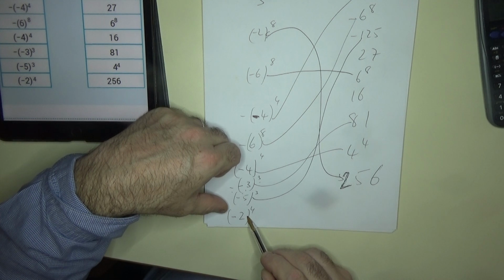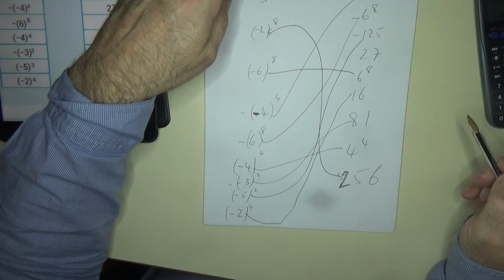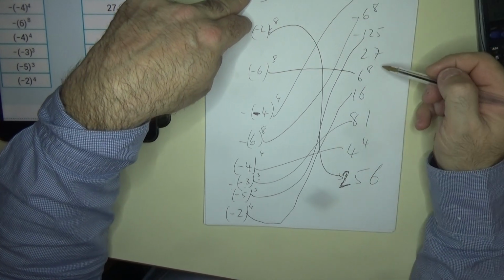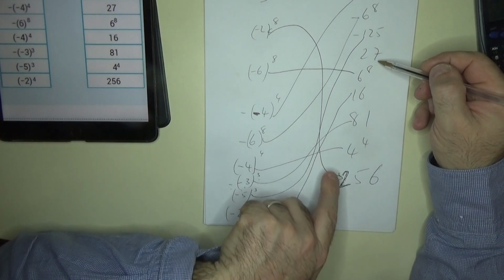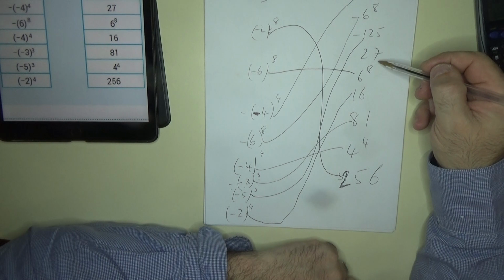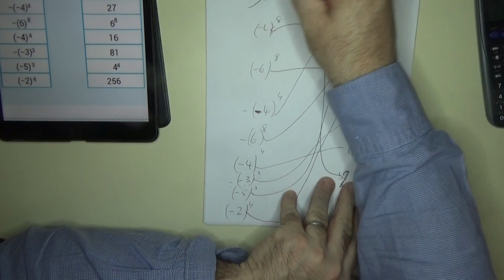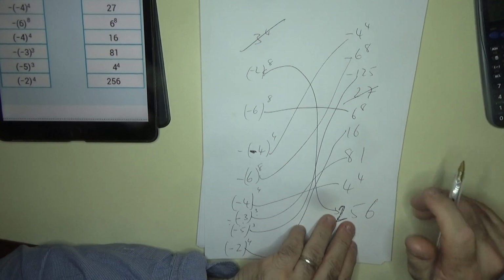is 16. Leaving 3 to the 4 loose. Where the heck does 3 to the 4 go? Well, 3 to the 4, it's not 27. It should be 3 to the 4, 27. That's a mistake. That should be 3 to the 3. So I don't think they ever get paired. Okay.